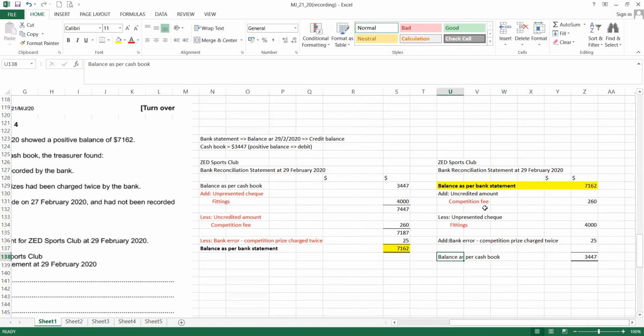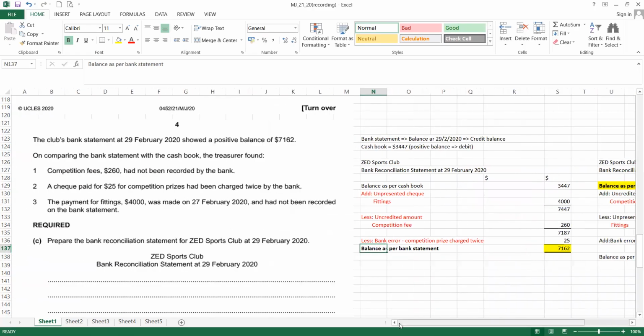From the bank statement we start and do adjustment, but stand from the cash book point of view to look into the transaction. Whereas if here we start from the cash book, actually we stand from the bank statement point of view to look into the transaction. So that is about the bank reconciliation statement. You must be clear with the transaction, what is the information given, whether it's unpresented check, uncredited amount, or the bank error.